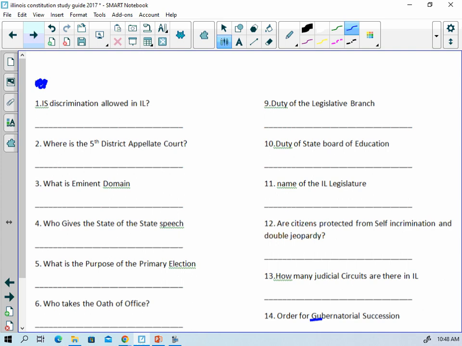So, is discrimination allowed in Illinois? No. Where's our 5th District Appellate Courthouse? This is on your quiz tomorrow also. You'll have to answer several questions, so this is almost like a short answer, but on your test, it will say true or false. Discrimination is not allowed in Illinois, and you'll put true. However, these are questions to help you get ready for your test. Where is the 5th District Appellate Courthouse? Mount Vernon.